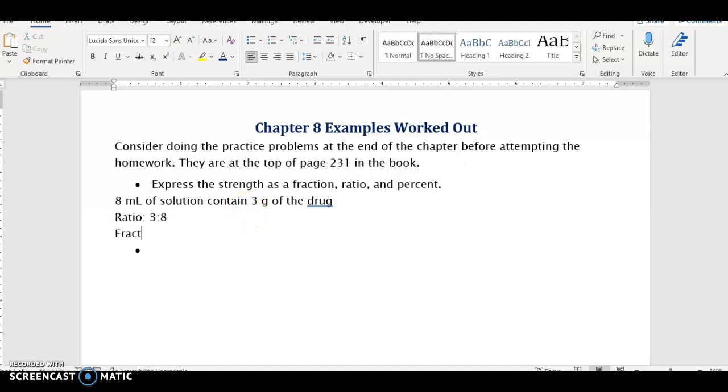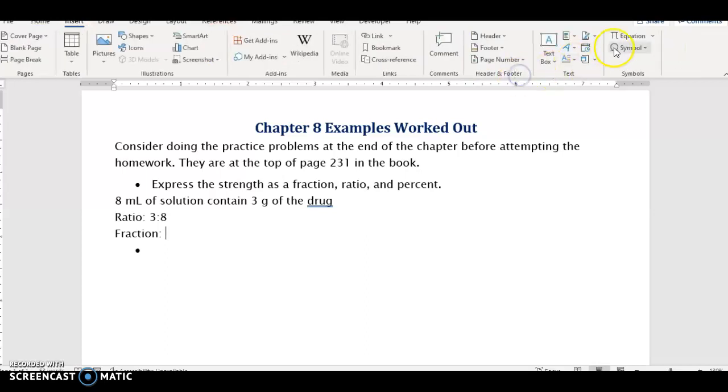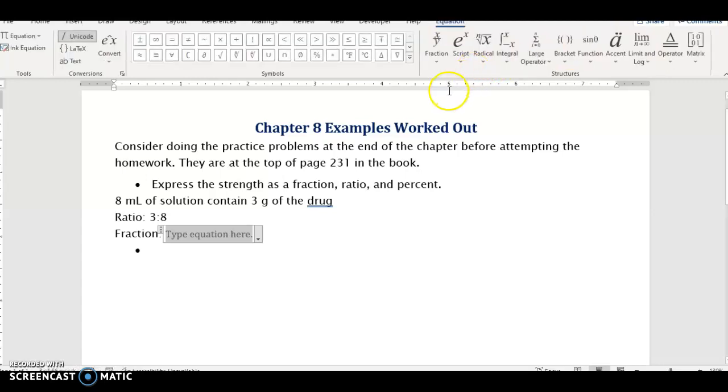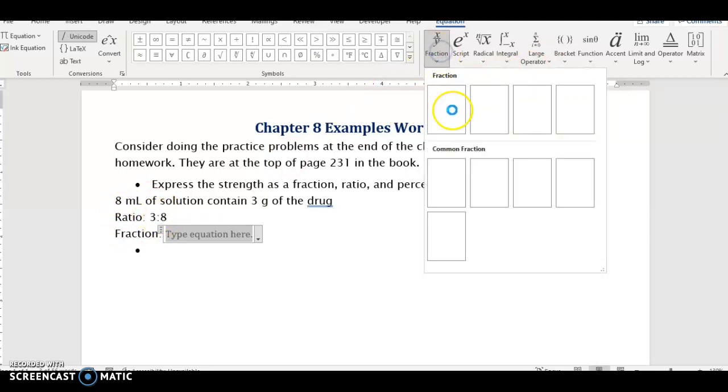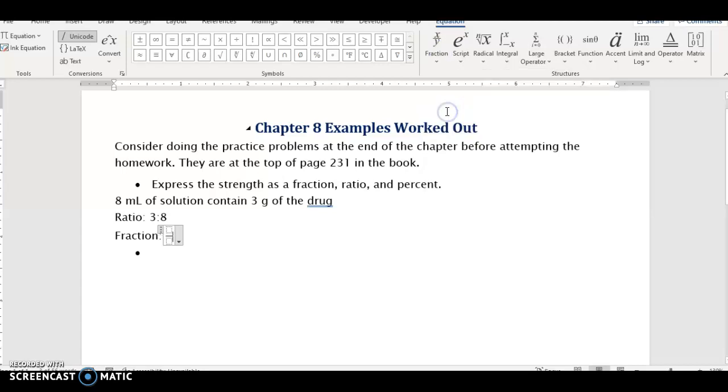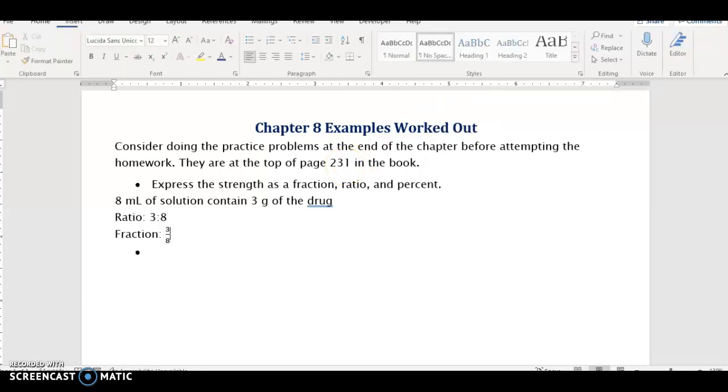As a fraction, the numerator would be 3, and the denominator would be 8. I'm going to go ahead and enter the fraction by using the equation editor in Microsoft Word. The ratio is already simplified, so the fraction would be exactly the same. So 3 to 8, or 3 over 8. 3 here, and then 8 down there.